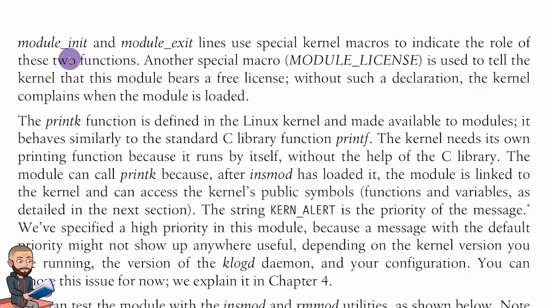So the module_init and module_exit lines use special kernel macros to indicate the role of these two functions. Another special macro, MODULE_LICENSE, is used to tell the kernel that this module bears a free license. Without such a declaration, the kernel complains when the module is loaded. The printk function is defined in the Linux kernel and made available to modules. It behaves similarly to the standard C library function printf. The kernel needs its own printing function because it runs by itself, without the help of the C library.